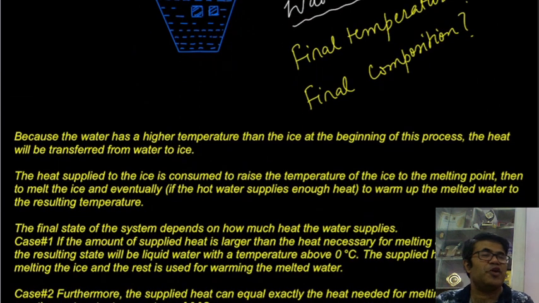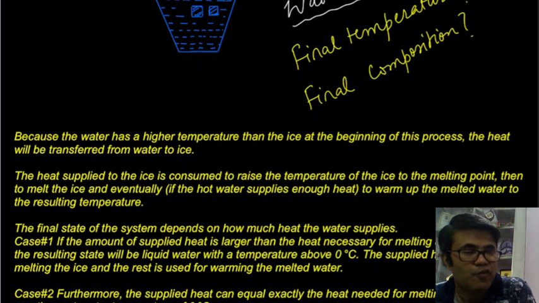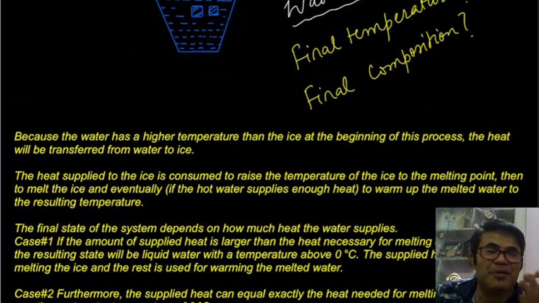So in such problems, what do you usually have? You have ice at some negative temperature and water at some positive temperature above 0 degrees. Because water initially is at a higher temperature, the water is going to lose heat and the ice is going to gain heat. Now, what would be the final state? That will depend on the amount of ice, the amount of water, and the initial temperatures.